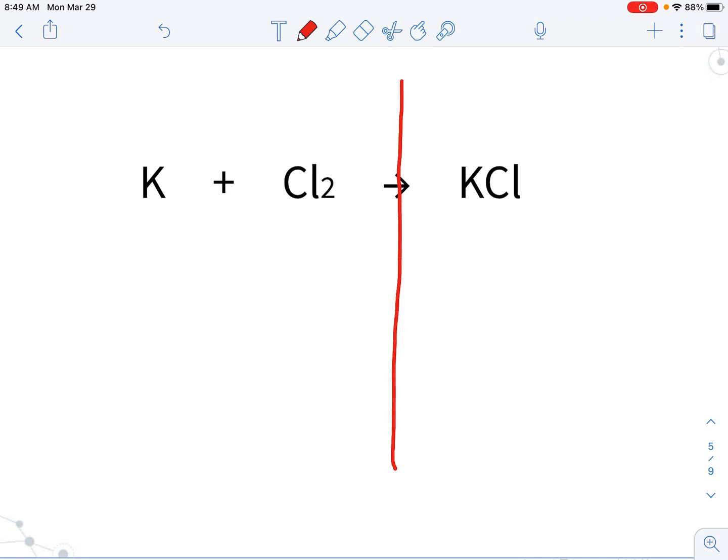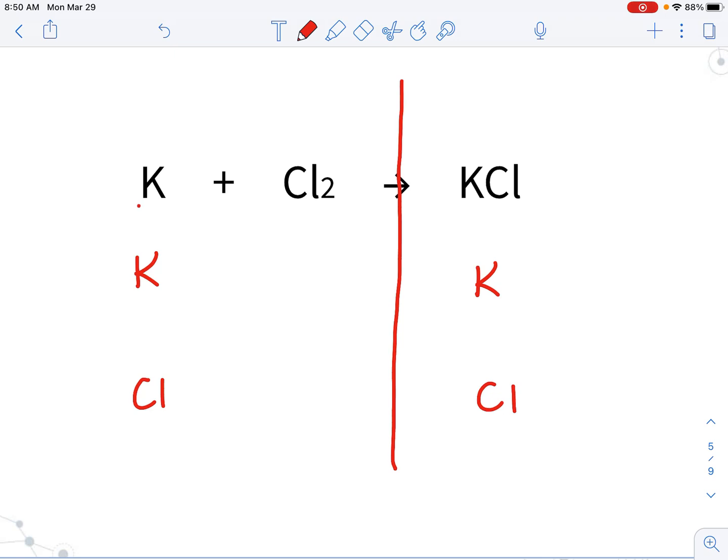So I'm going to break this down and make a list of the atoms that I have. On the left-hand side, I know I have potassium and chlorine, and I see that I also have potassium and chlorine on my product side. Now I'm going to count how many of each atom I have.